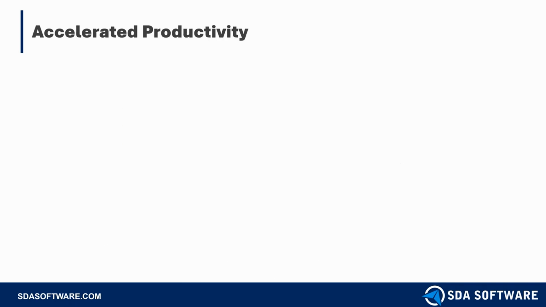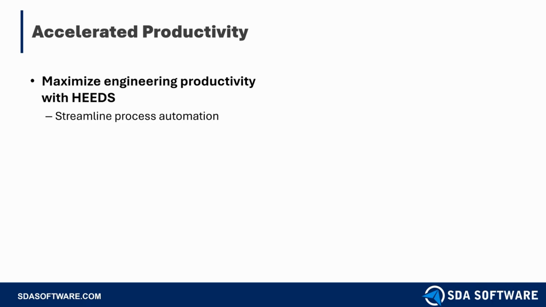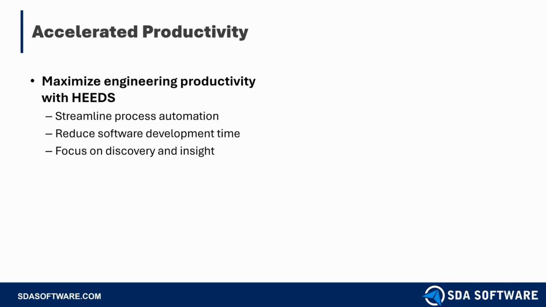So now let's talk about how HEEDS can boost and provide you the accelerated productivity. To maximize engineering productivity with HEEDS, HEEDS will help you streamline process automation. It could reduce the software development time you need to spend on it. And now your engineer can just focus on discovery and insight.